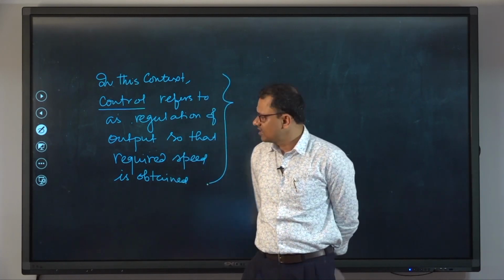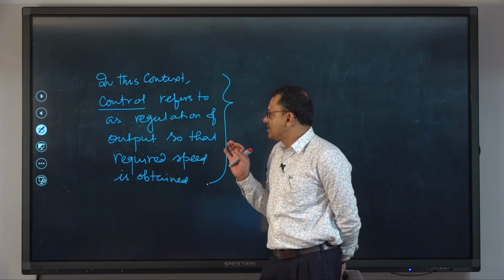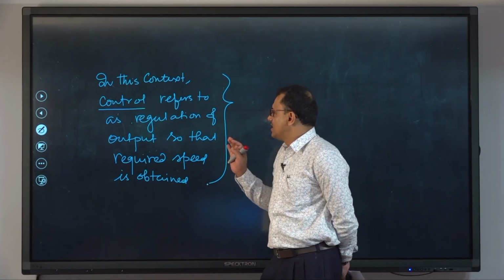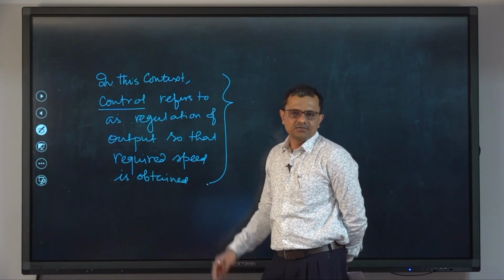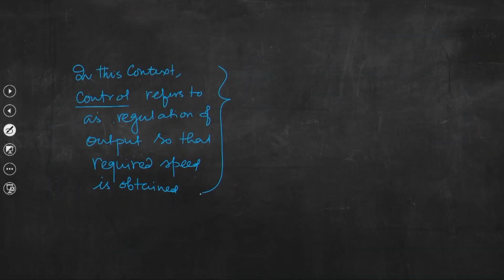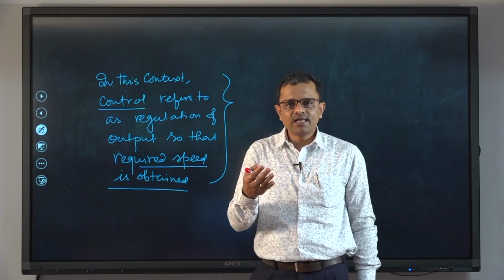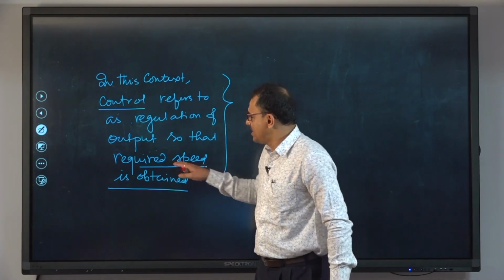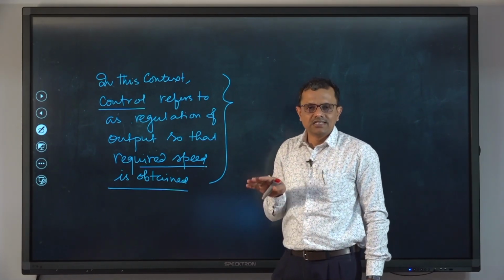So, this is what is important to know, at least in the context of today's class. Henceforth we shall be using the word control quite frequently, and the control here will refer to regulation of output to obtain the required or desired speed. That means there will be some mechanisms by which, even though output can vary, the speed will remain more or less the same. We are trying to have a control over the engine speed.